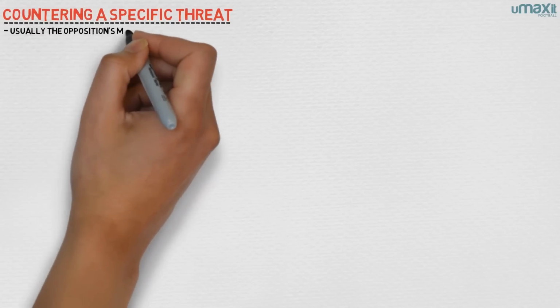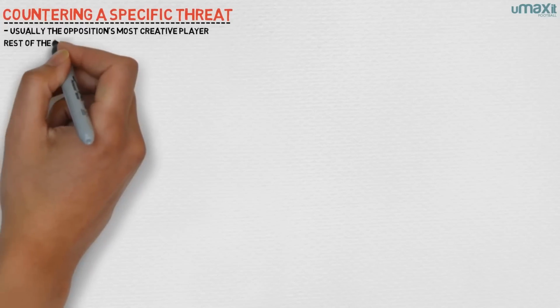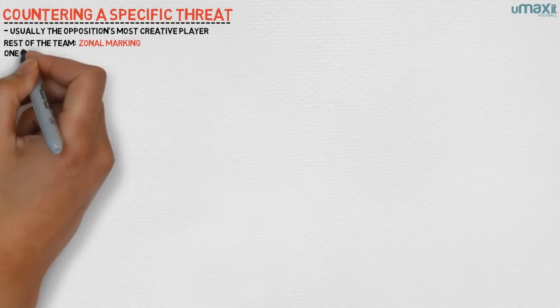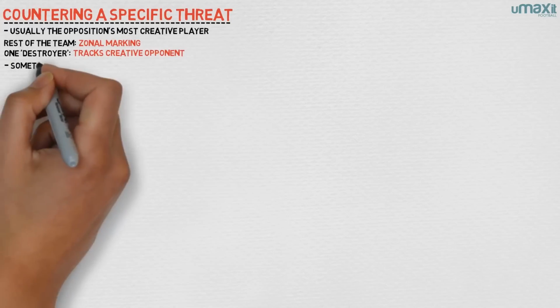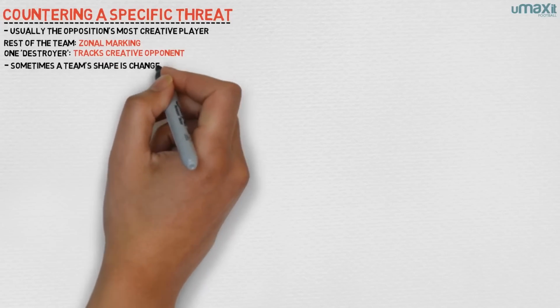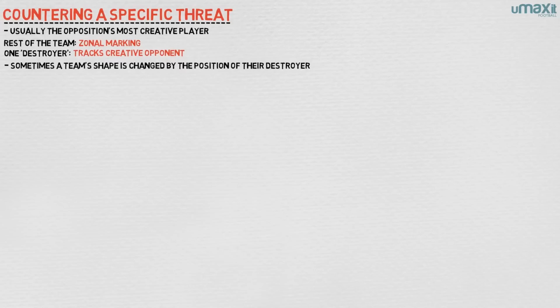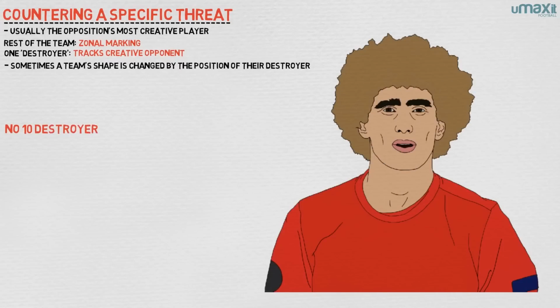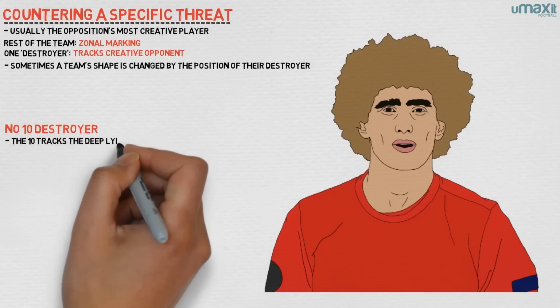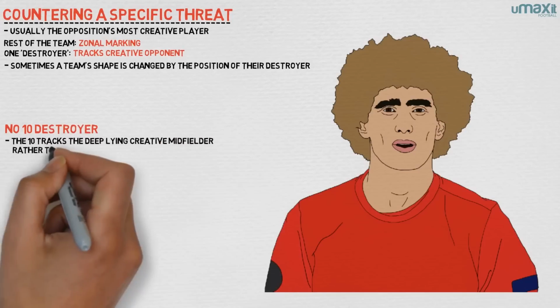The last and most used form of man-marking now, except at set pieces, is when a player is deployed to counter a specific threat, usually the opposition's most creative player. While the rest of the team might employ zonal marking, one destroyer tracks the opponent's most creative player and tries to negate their influence on the game. Any player can do this, and sometimes a team's shape is changed by the position of their destroyer. The use of Marouane Fellaini in the number 10 position, for example, shifts the 10's normal role as a creator to a destroyer, and Fellaini shuts down the opposition deep-lying playmaker rather than creating himself.